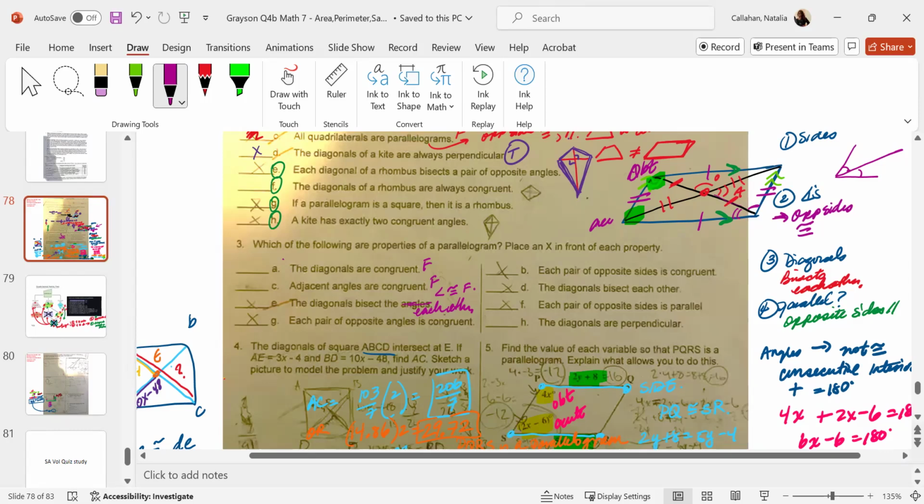Does that make sense? Each pair of opposite angle is congruent. It is. Opposite angles are congruent, okay? Each pair of opposite sides is congruent. Yes. The diagonals bisect each other. Yes, this is correct. So it does not bisect the angle, it bisects each other, right? Each pair of opposite side is parallel. The diagonals are perpendicular. They're not perpendicular. That's false. Yep. Okay. Other than that, you got it.